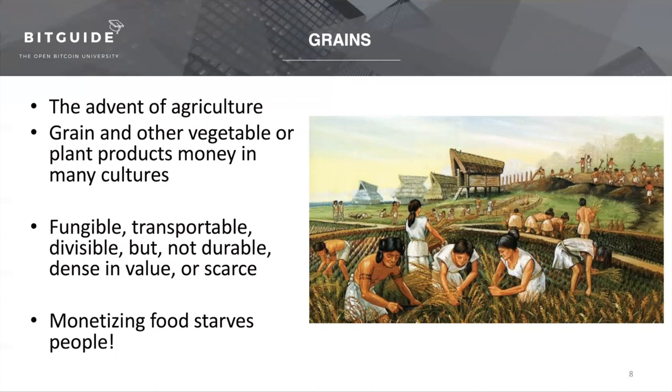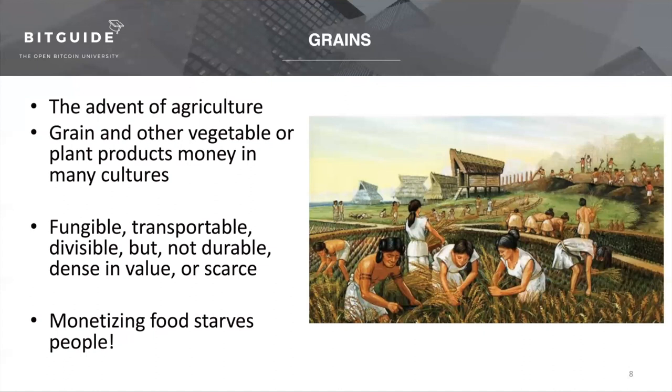However, it's not durable, so you can't really keep your money for several months without it starting to rot. So as soon as you received grains as money, value would leak out of it over time. In addition, grains are not really dense in value. So if you really had a big trade, the amount of grain you needed to exchange was too large. In addition, grains are not scarce. Really good weather or certain other innovations in agriculture could lead to a significant increase in the supply of grains. And then everybody else who is holding a lot of that as a store of value would see their purchasing power collapse.